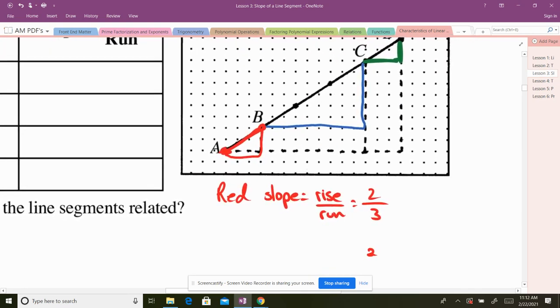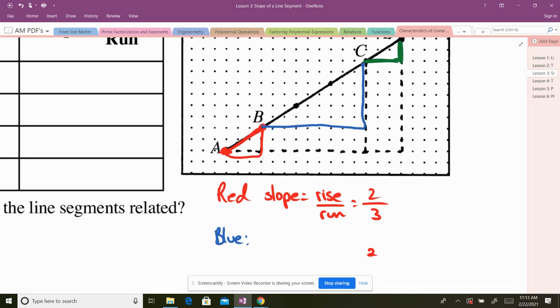The run when you're going to the left, or for you, the left. If you're counting to the left, that is negative. So if I say I'm doing the blue, and I start at B, I'm going to go 1, 2, 3, 4. I'm counting to the right. But you could do C to B if you really wanted to. It doesn't matter. But you get negative and negative, which turns it into positive.